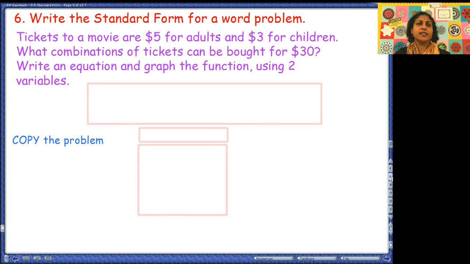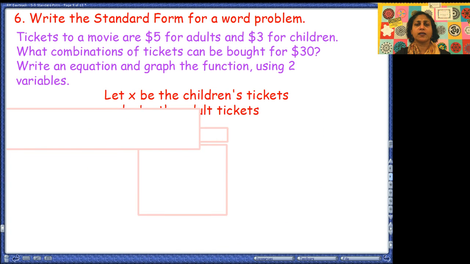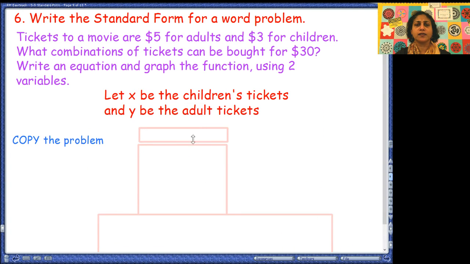And then the next thing is how to write the standard form for a word problem. So here is a word problem, and make sure you copy this problem. The tickets to a movie are $5 for adults, $3 for children. What combinations of tickets can be bought for $30? Write an equation, graph the function using two variables. So your two variables are going to be the number of children's tickets and the number of adult tickets.